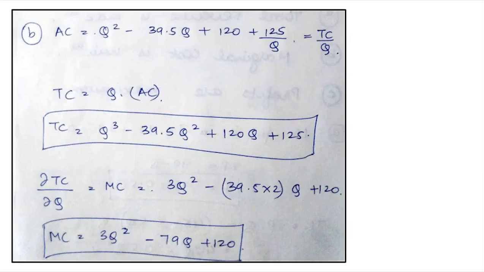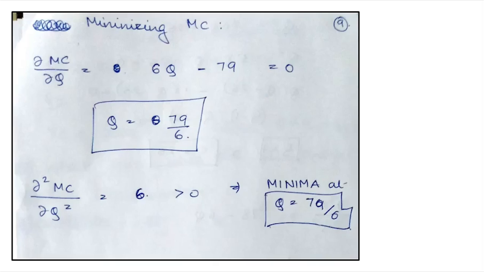The next thing you do is minimize this, so delta MC by delta Q has to be equal to 0. So once you do that, you have Q is equal to 79 upon 6. Again, if you check the second order condition, delta 2 MC by delta Q square, it's going to be 6, which is greater than 0, which means that you have a minimum.